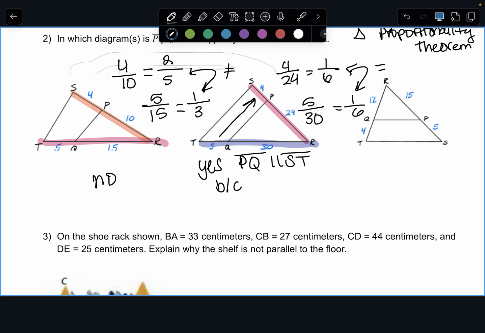And let's just list those parts. What I did is I grabbed this 4 from SP. So SP over my 24 was PR. So part over part for the pink was equal to my 5 came from TQ and my 30 came from QR. So because these ratios were equal, my lines were parallel.